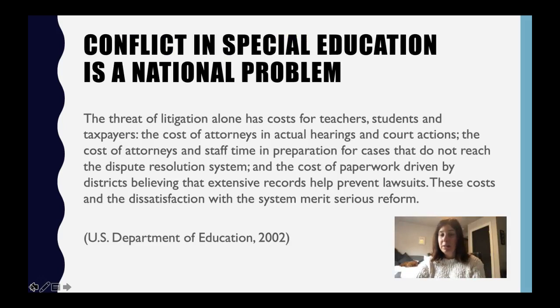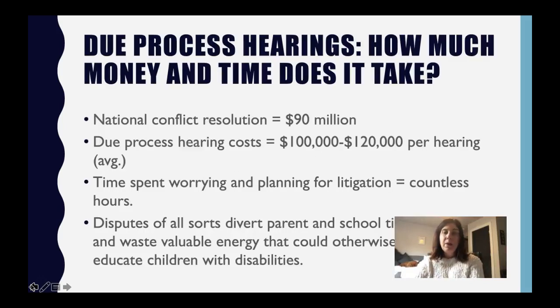So we know that conflict in special education is a national problem. The Department of Education has said that there's a huge cost associated with this litigation, due process, and that these costs and the dissatisfaction with the system merit serious reform. So that's something that's being thought of and considered throughout the nation, but no change has happened yet. So, what is the problem?